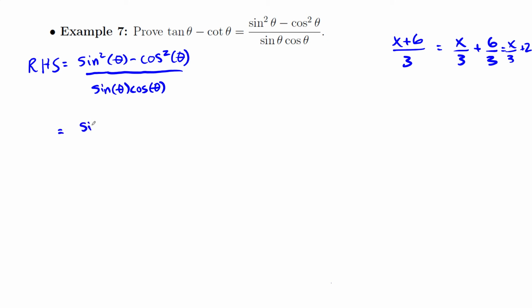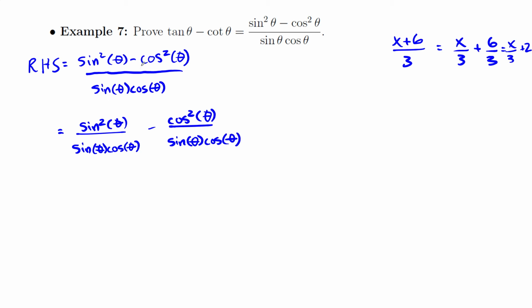So I can take the sine squared of theta and put it over sine times cosine. And then I can take the cosine squared of theta and take it over sine times cosine.